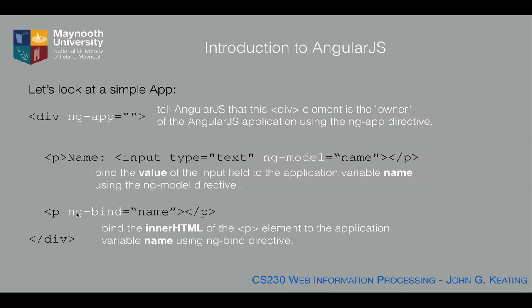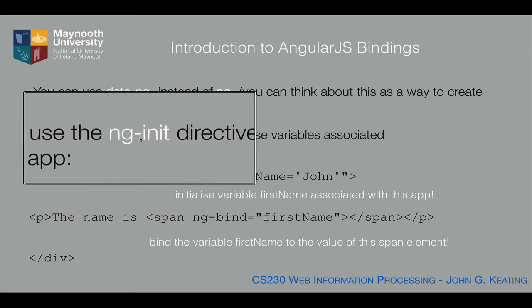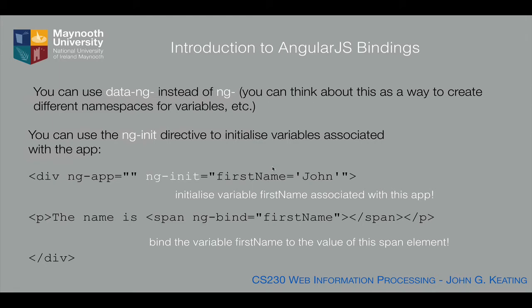And then we have a paragraph, a view here, that tells us that we want to bind the inner HTML of the paragraph element to the application variable name using the ng-bind directive. And that's it. That's as simple as it gets. Okay, so you can use data-ng- instead of ng- if you want to create different namespaces, and that's all fine. And you can use the ng-init directive in order to initialize variables associated with the app.